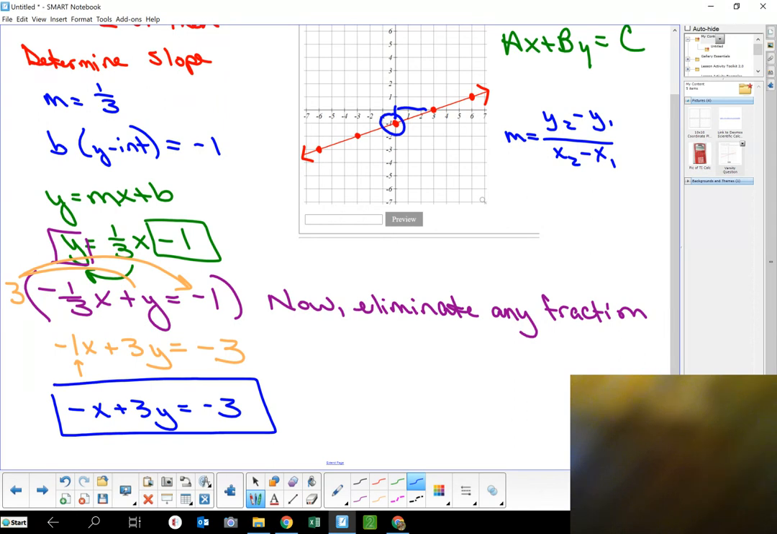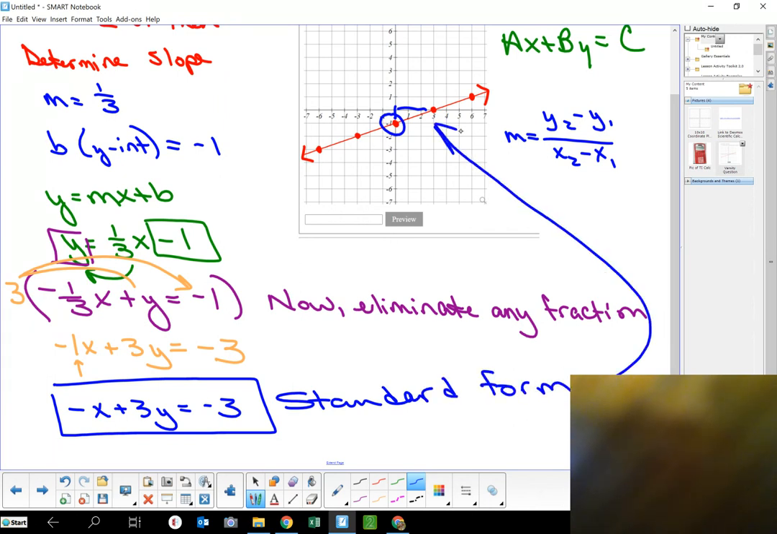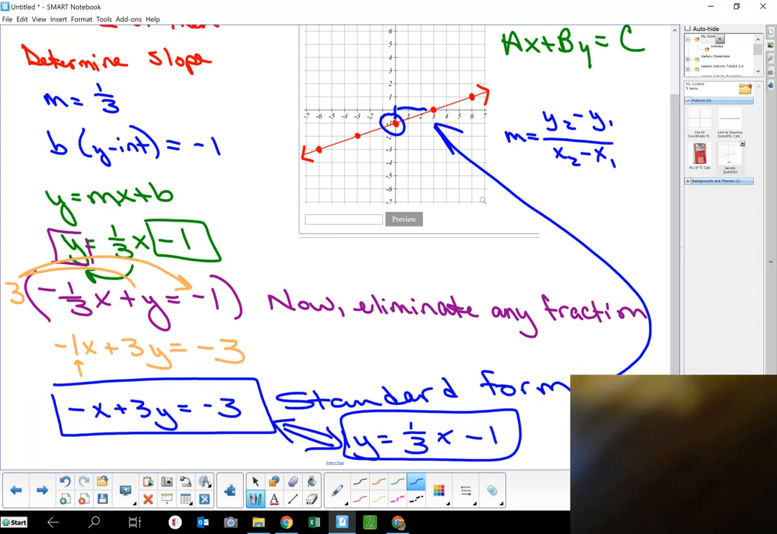Okay, so this is the standard form of this line up here that's graphed. That is also the same as y equals 1/3 x minus 1, right? These are exactly the same. These equal each other, just two different forms of that equation. All right.